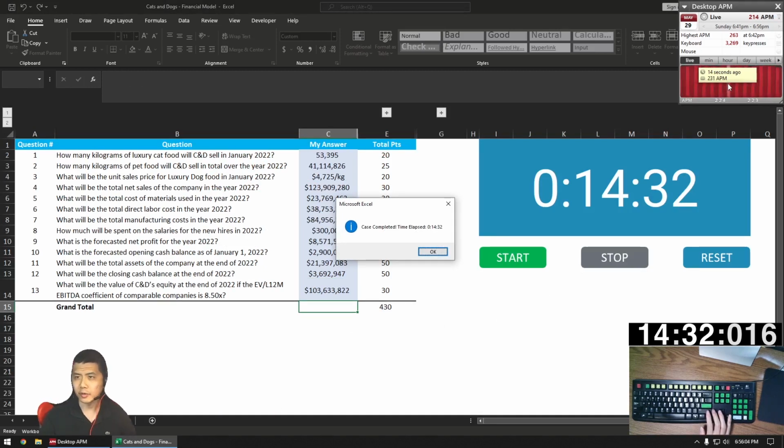All right, 1432. I'm pretty happy with that. No usage of mouse. Very good.